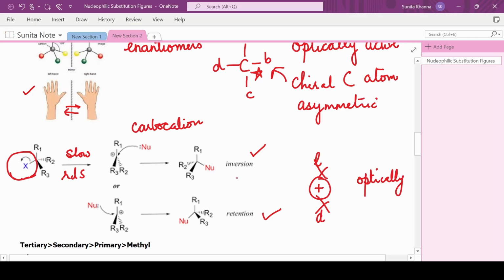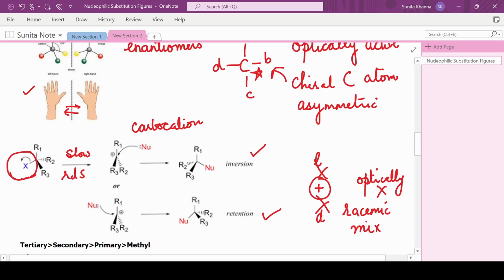Because 50% of the optical nature is retained and 50% of the optical nature has inverted, and they cancel each other, resulting in the optically inactive product known as a racemic mixture. Now children, remember here that if it is totally cancelled, it is a racemic mixture. If it is partially cancelled, then it will result in optical activity depending upon which one is exceeding. So accordingly it will be.